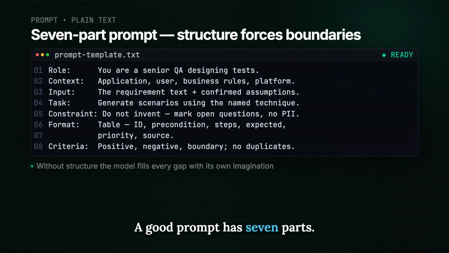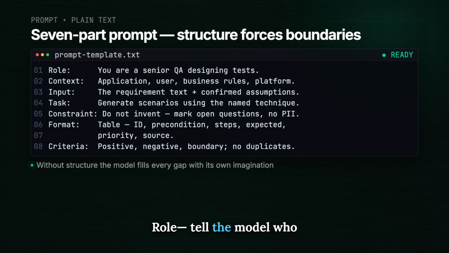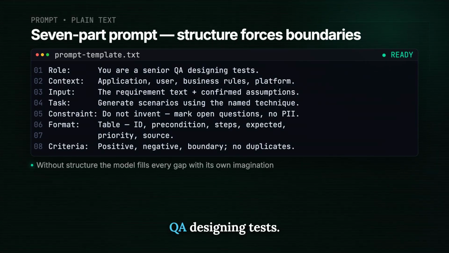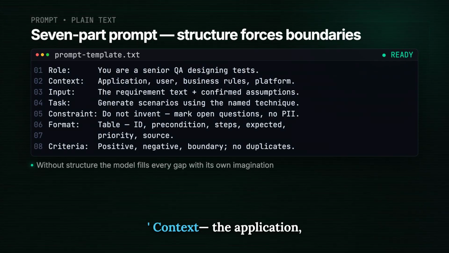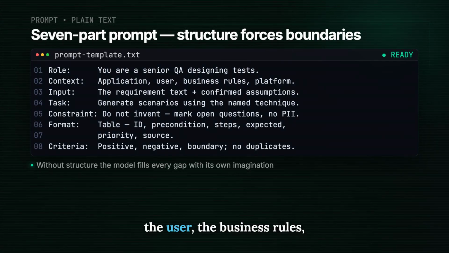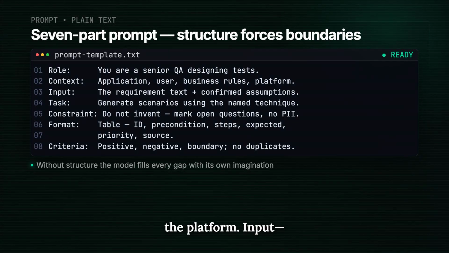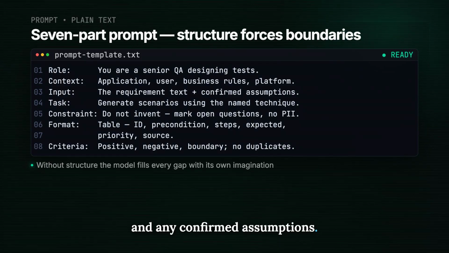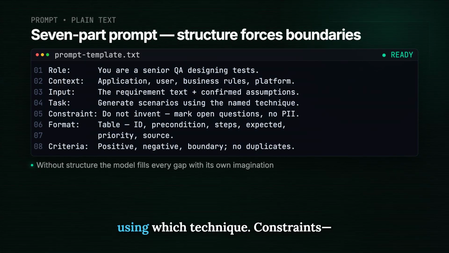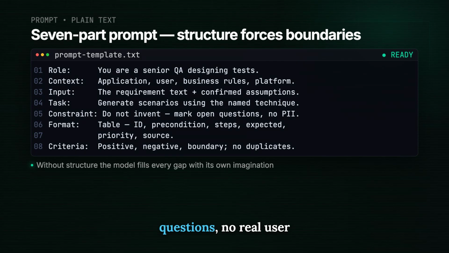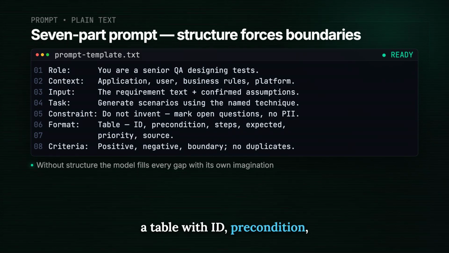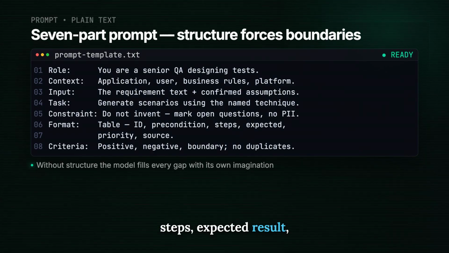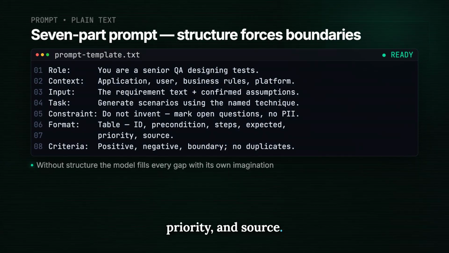A good prompt has 7 parts. Role: tell the model who it is, like you are a senior QA designing tests. Context: the application, the user, the business rules, the platform. Input: the actual requirement text and any confirmed assumptions. Task: what to generate, using which technique. Constraints: do not invent, mark open questions, no real user data. Format: a table with ID, precondition, steps, expected result, priority, and source.